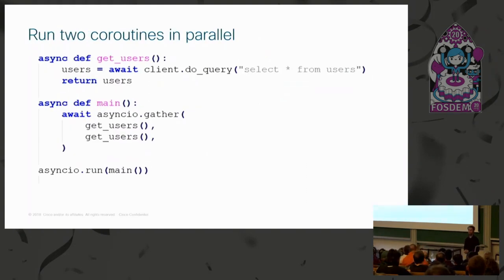This one. Gather can take as many functions as you want. It takes them as positional arguments. You can pass as many coroutines as you want to gather.